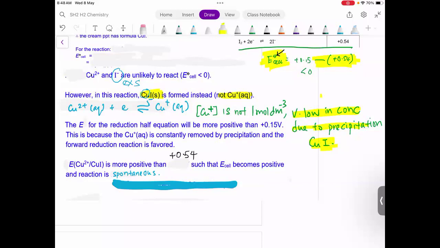Because when you add two solutions together, it's still less than 1 mole per dm cube, and then it will not favor the reduction process. Then it will contradict even more. It doesn't explain the phenomenon. So what you need to focus on is to explain the phenomenon.